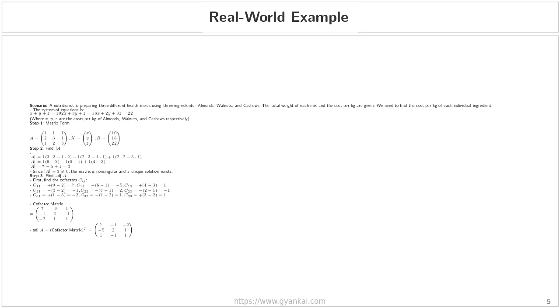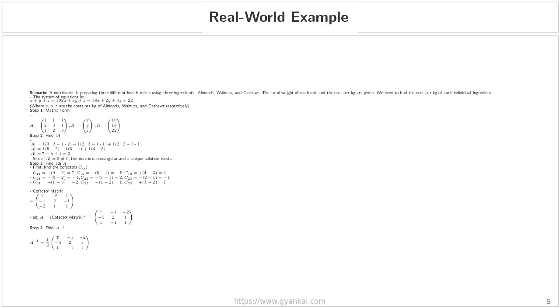Step 3. Now, we find the adjoint of A. This requires us to find the cofactor for every element. For the first row, the cofactors are 7, -5, and 1. For the second row, they are -1, 2, and -1. For the third row, they are -2, 1, and 1. We arrange these into a cofactor matrix, and then take its transpose to find the adjoint of A. The resulting adjoint matrix has 7, -1, and -2 in the first row, -5, 2, and 1 in the second, and 1, -1, and 1 in the third.